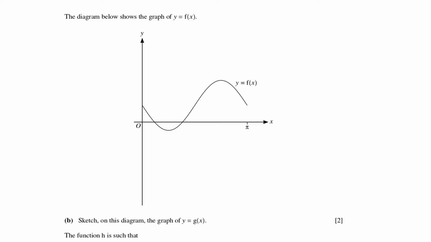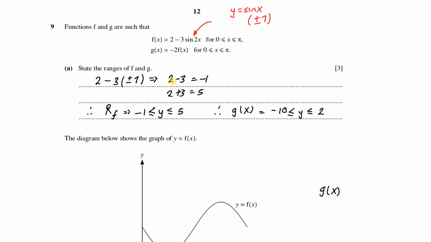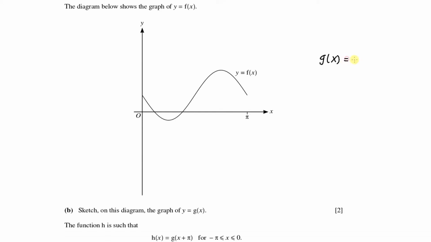Let's go to the next part of the question. The diagram shows the graph of y equals f of x. On part B, it says, on this diagram, sketch the graph of y equals g of x. Now, we know that the function g of x, according to what we've been given, is minus 2 of f of x. And we have the graph of f of x right here.